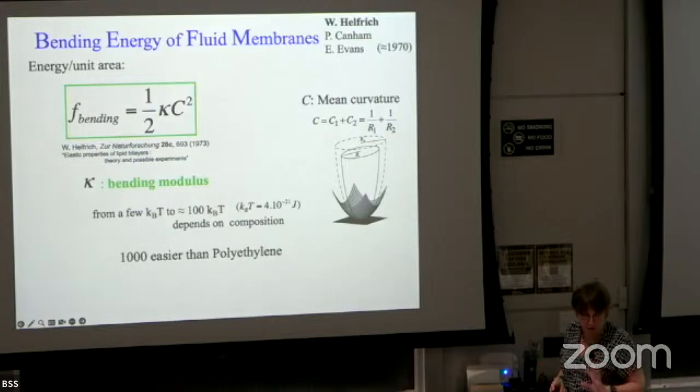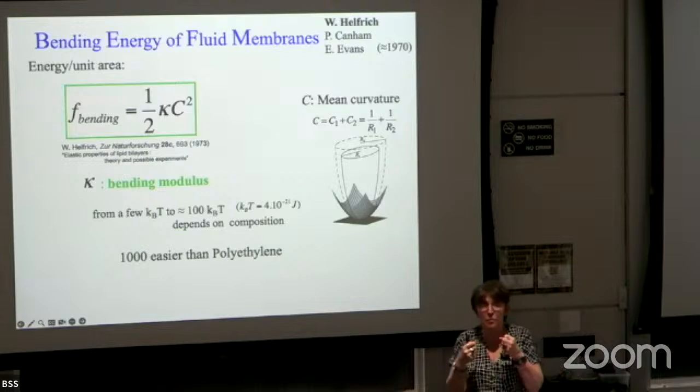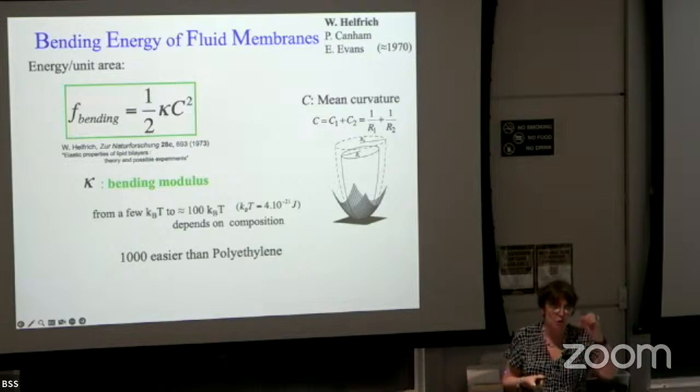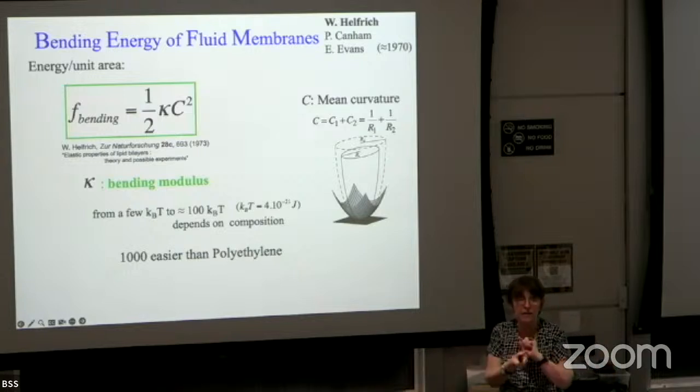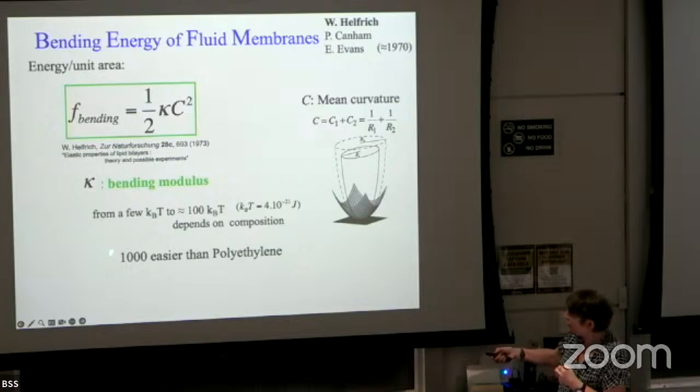So first I will give you an order of magnitude. The bending modulus varies between a few kT and typically 100 kT, depending on lipid composition. Now, I put in a comparison. Imagine that you are able to make a plastic bag, like a polyethylene bag, which is 5 nanometers thick. The energy to bend the plastic bag would be 1,000 times stronger than what you need to bend a lipid bilayer. So it means it's very easy to bend.